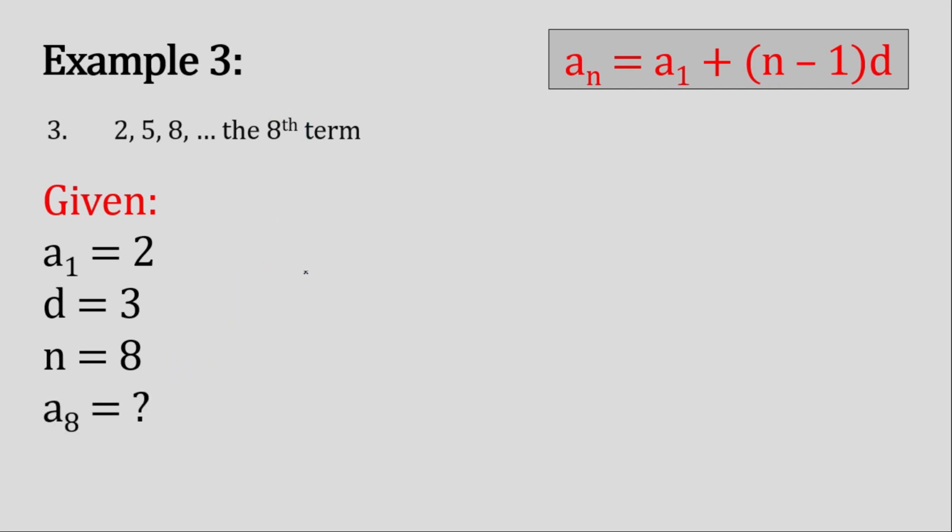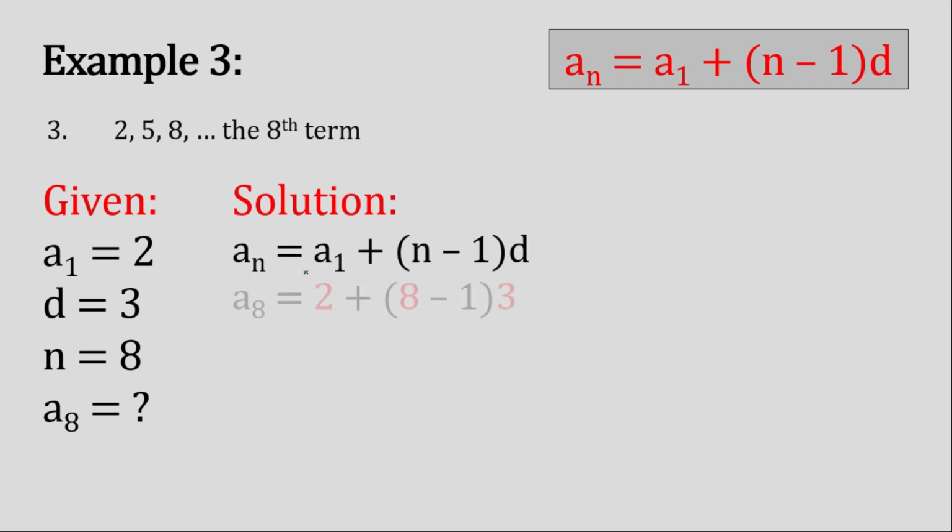Then a sub 8 is unknown. Again, for the solution, let's write the formula. Let's substitute the given: a sub 8 for a sub n, 2 for a sub 1, 8 for n, and 3 for d. Let's solve what's inside the parentheses. So a sub 8 is equal to 2 plus 7 times 3.